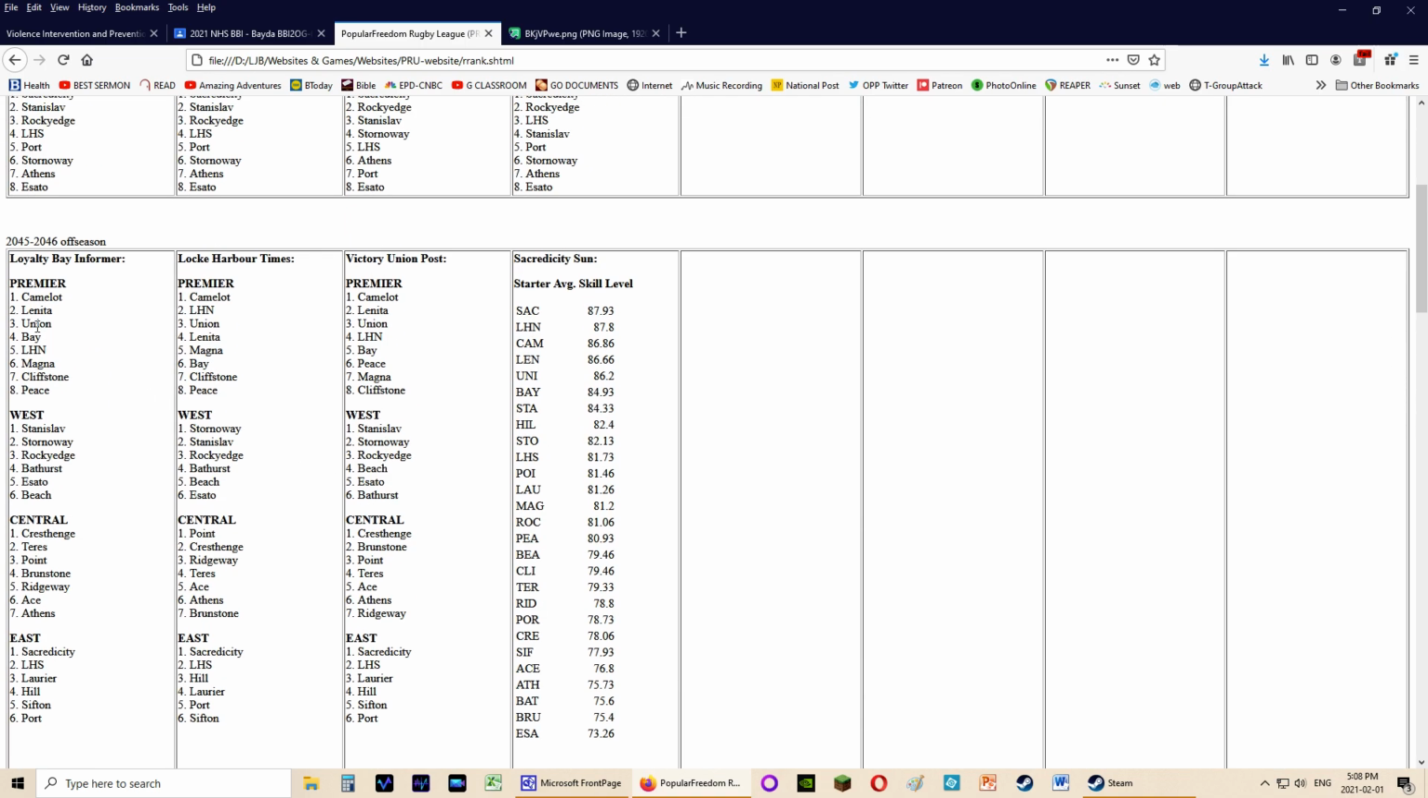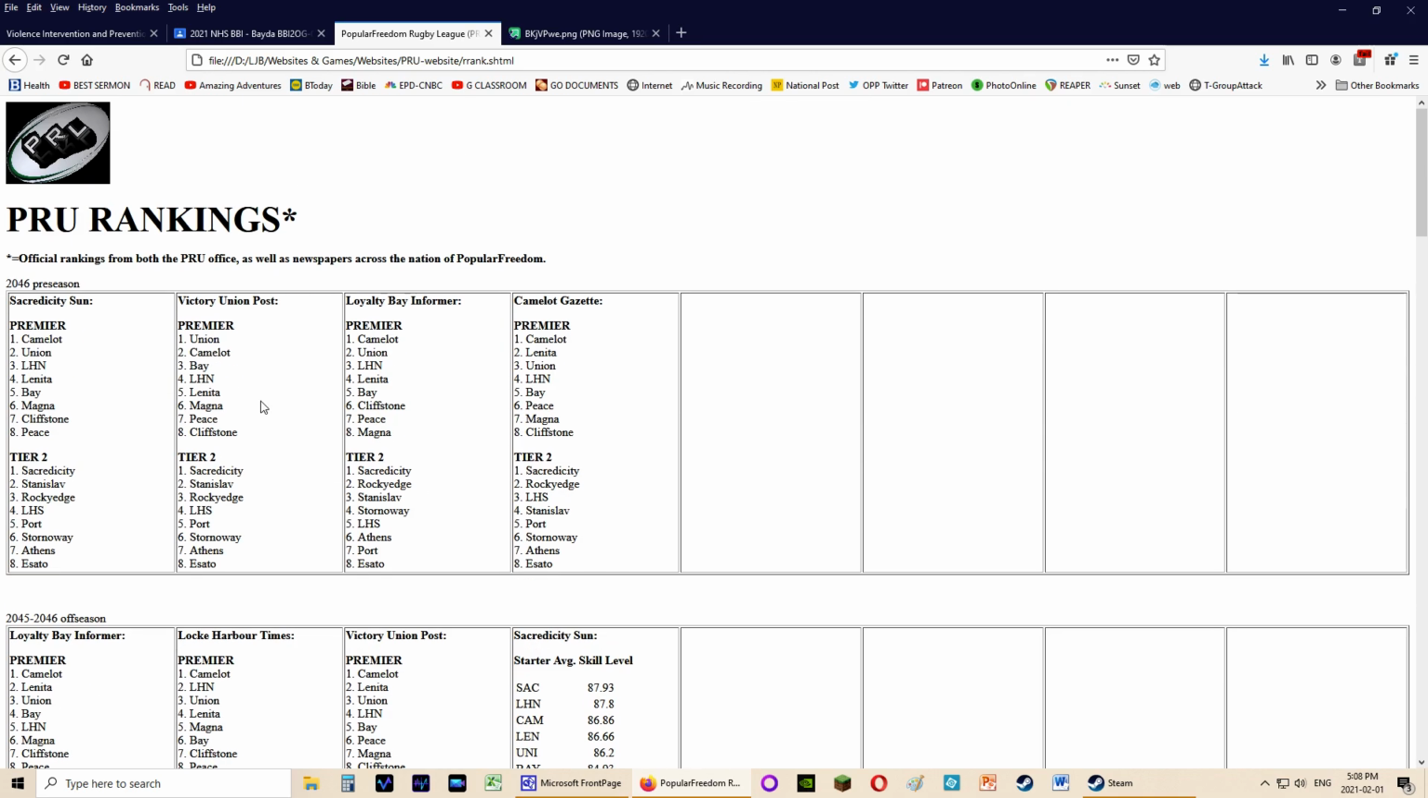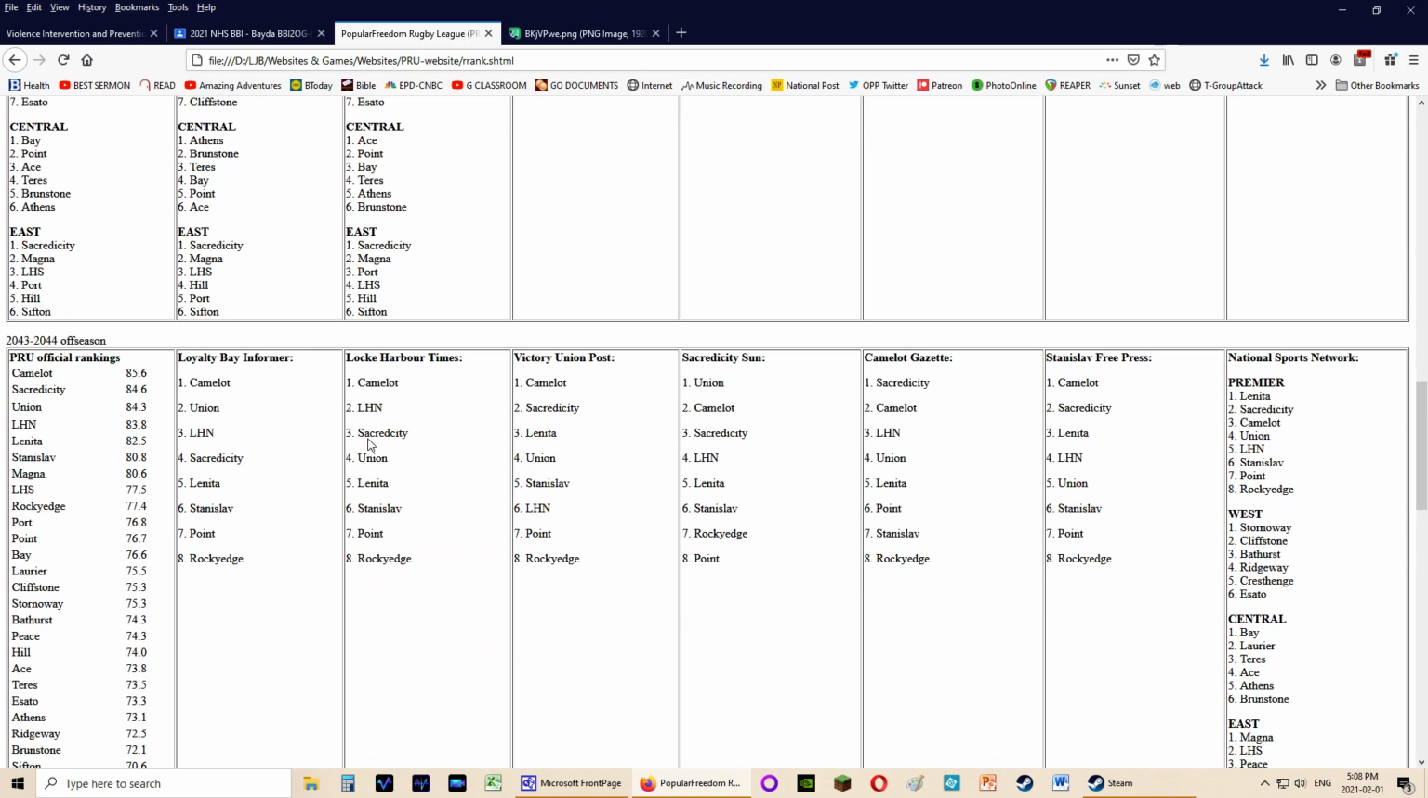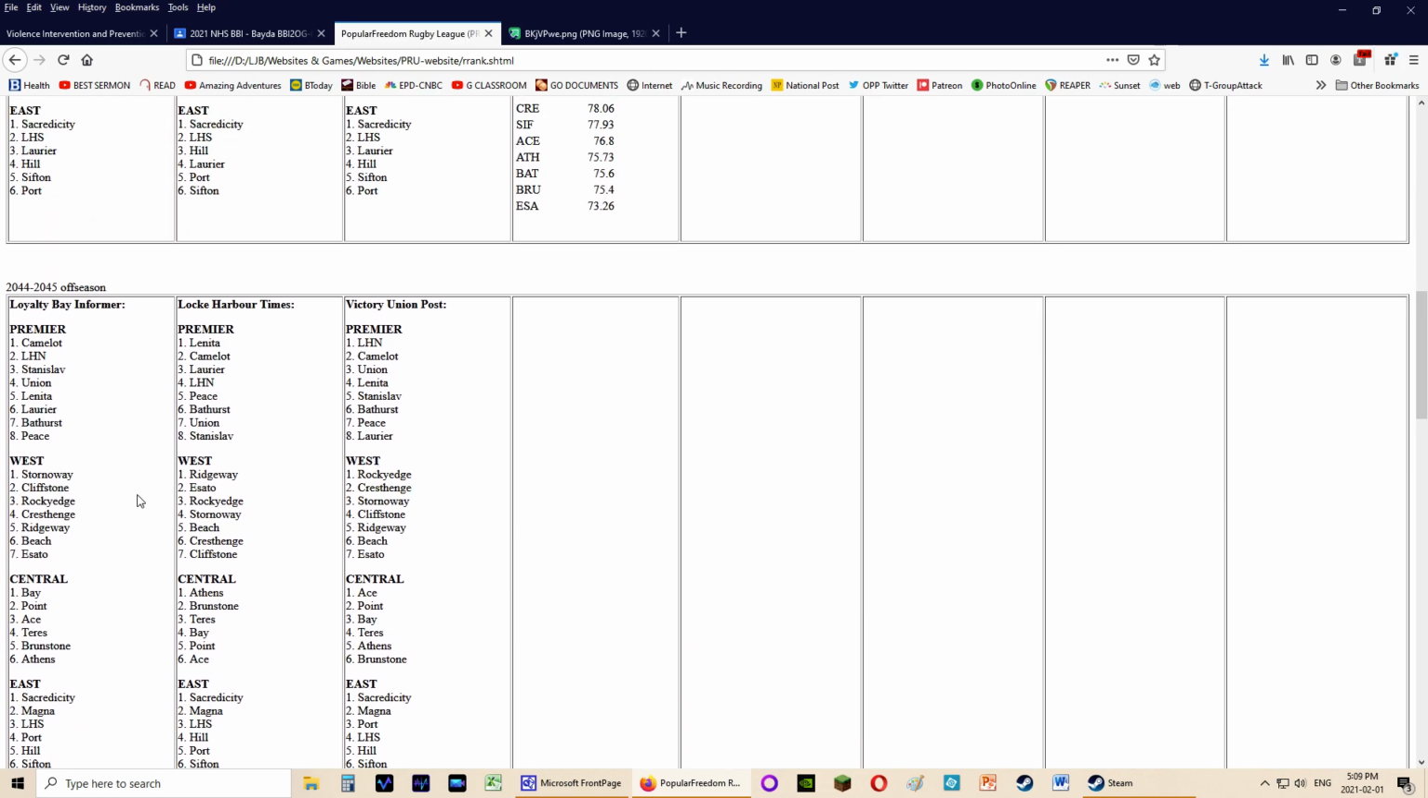But if you see the same consistent scenario, then that might be indicative of what does happen. However, the West Division from last season would be a good indicator that it's not necessarily always the case, because as you can see, Stornoway was ranked first, Ridgeway was ranked first, Rockyedge was ranked first, and in the end, Cliffstone was first. In terms of winning and making it to Tier 1.